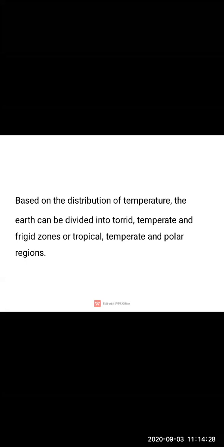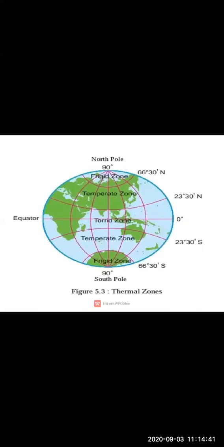And frigid means very cold in temperature. Frigid zone means polar regions. They will be very cold in temperature. Okay, so now let us see with the help of this figure. This figure shows our thermal zones. Now we are going to see the distribution of sun rays in these regions.